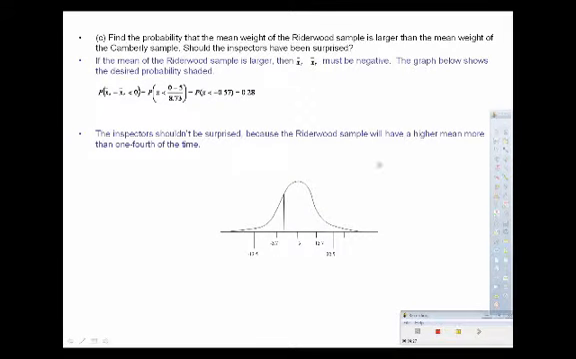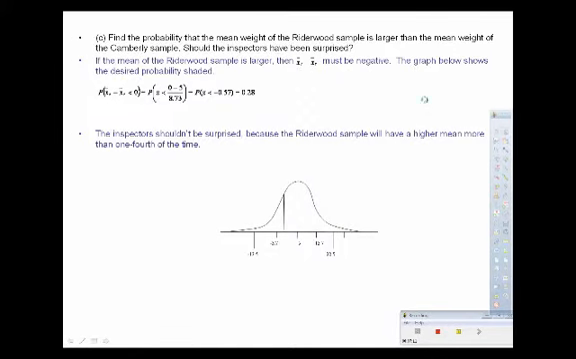So when I work this all out, the probability that the difference is less than 0 is the probability that Z is less than, so we get our Z score, and we want Z less than negative 0.57, which is 0.28. The inspectors shouldn't be surprised because the Riderwood sample will have a higher mean more than 1/4 of the time, since 0.28.